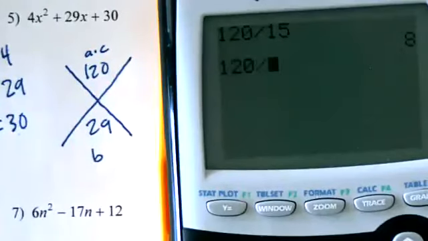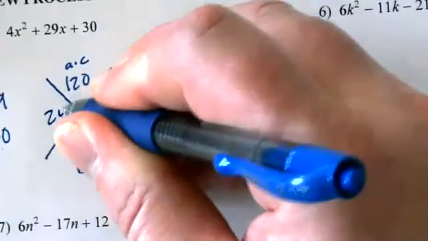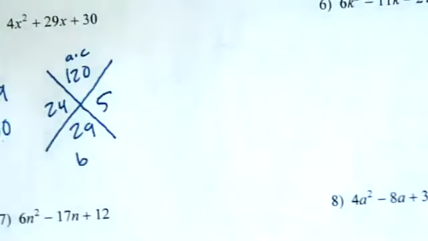120 divided by 24 is 5. Can we use 24 and 5 to get a 29? Oh, yeah, we can. Yeah, nice. Good guess. All right, so 24 and 5.